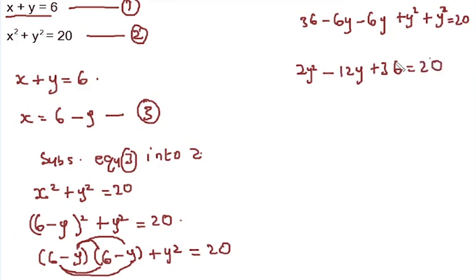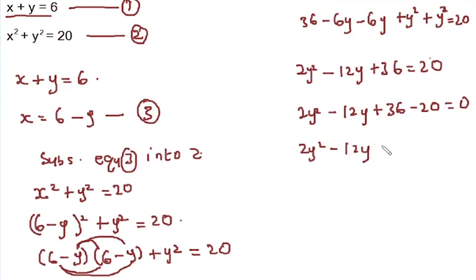So I need to move this constant to this side. So I have 2y squared minus 12y plus 36 minus 20, and this is equal to 0. So I have 2y squared minus 12y plus 36 minus 20 is plus 16, and this is equal to 0. So I need to solve this quadratic equation.